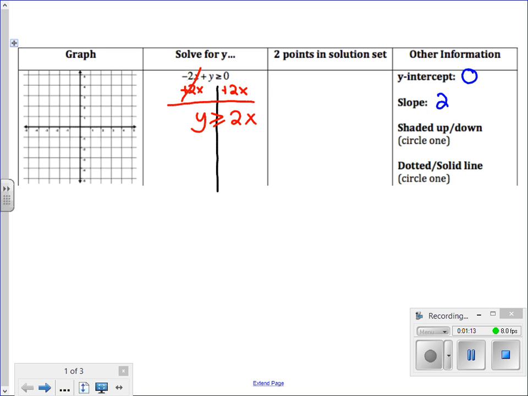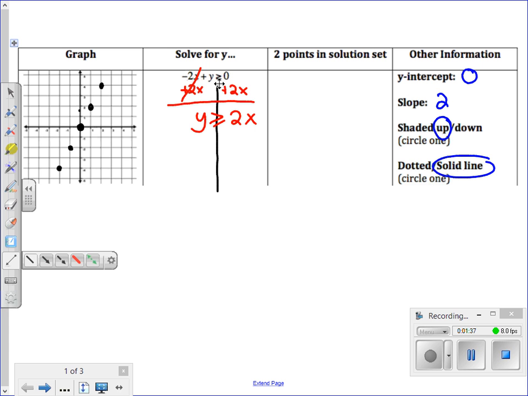It says y is greater than or equal, so I'm going to end up shading above, or up. And I'm going to use a solid line because it's greater than or equal to. Now that I know that information, I can go ahead and graph. The y-intercept is at 0, and my slope is up 2 over 1. Now that I've filled in all the information, I know I need a solid line, which I will shade above.